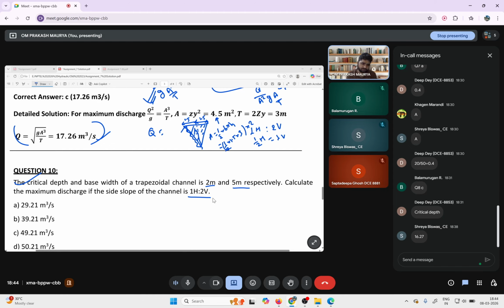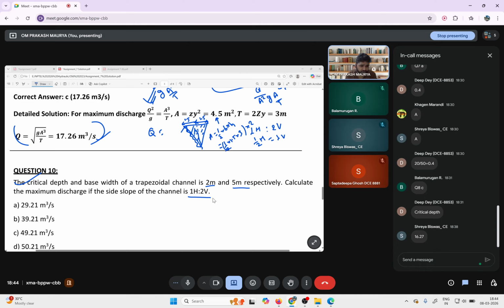Okay, Shreya, you are telling your answer is 16.27. Okay, so maybe you are on the right way, but just check the calculation part. Hopefully your answer will match, or maybe the calculation may differ slightly. So just recheck your answer, recheck the calculation part.